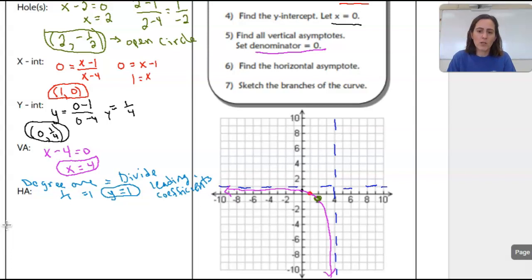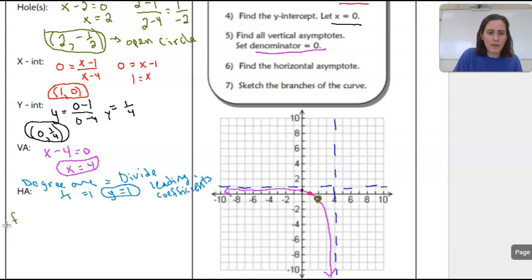So there is one part of our graph, and now we need the other branch that's symmetrical to it. Notice that we don't have any points in that quadrant up here, so we're going to have to find some. And this is where our review of function notation is going to play a role again. I know I'm not going to have a point at 4, so I'm going to try to get at least 3 points, 5, 6, and 7.